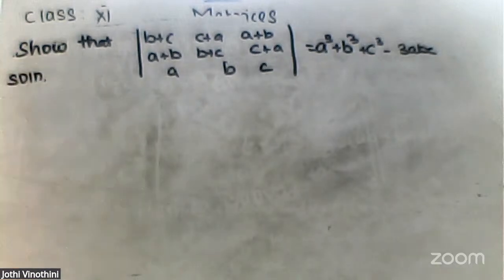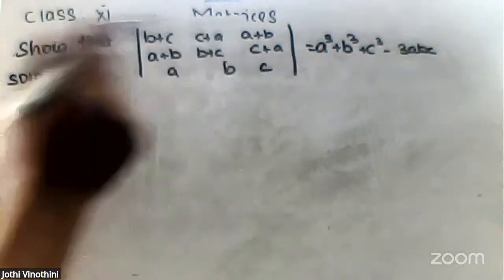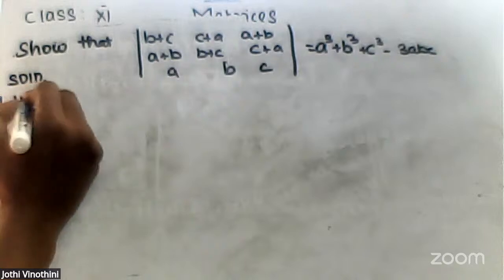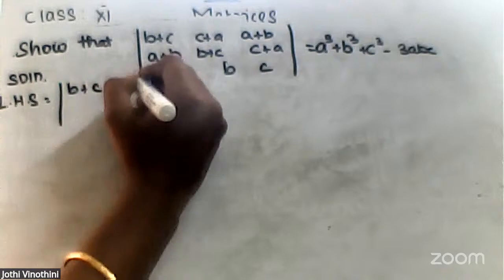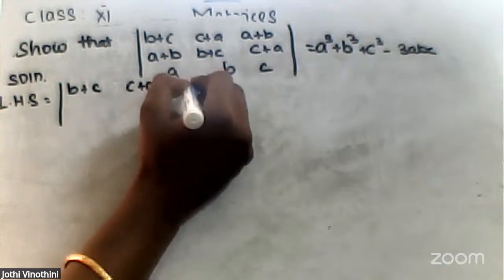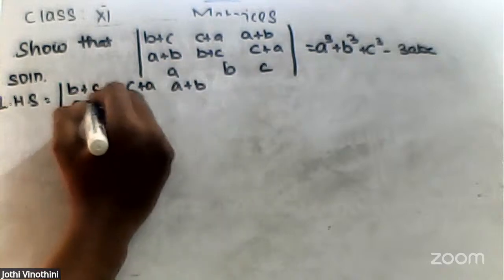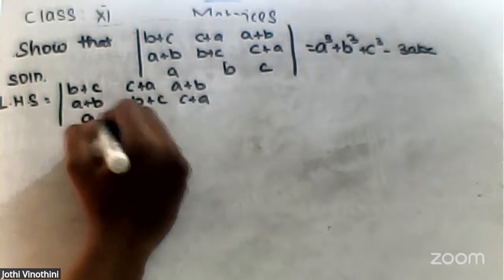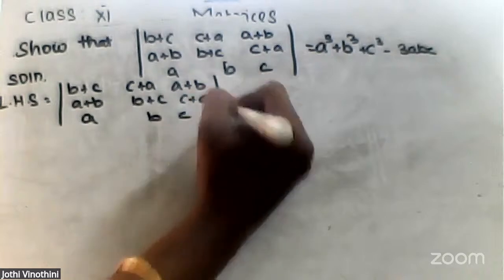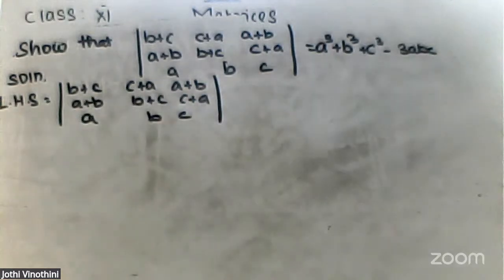I'm starting to write my solution. I'm going to take the left hand side. So LHS equals. So what is the given question? b plus c, c plus a and a plus b; here a plus b, b plus c and c plus a; here it is a, b, c, right? This is the question. This is the left hand side.